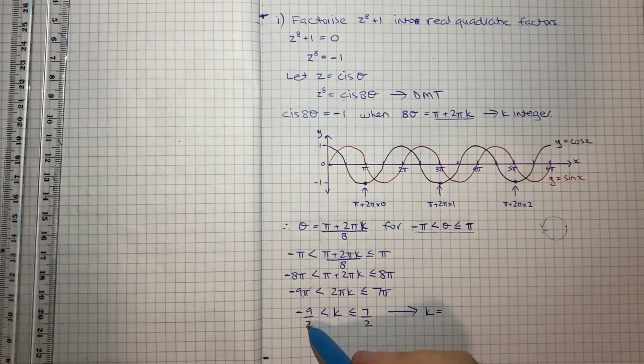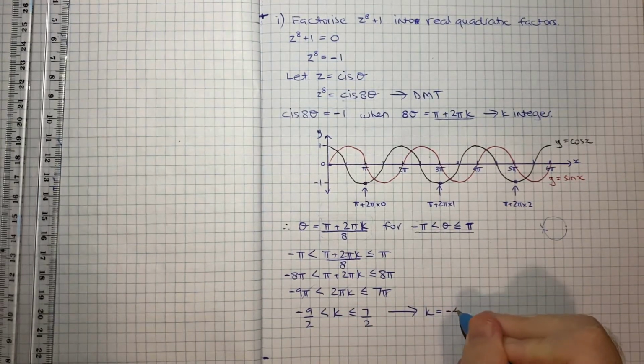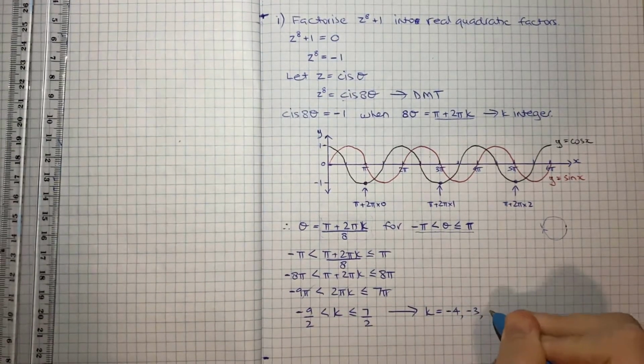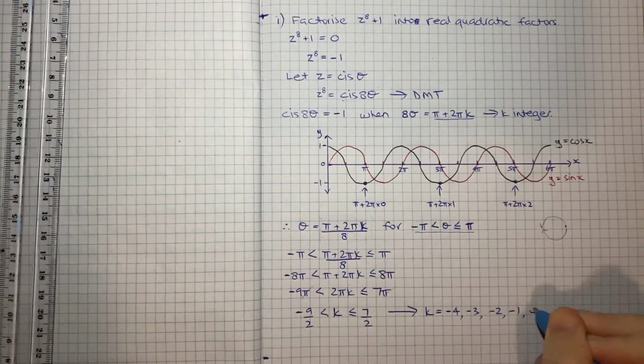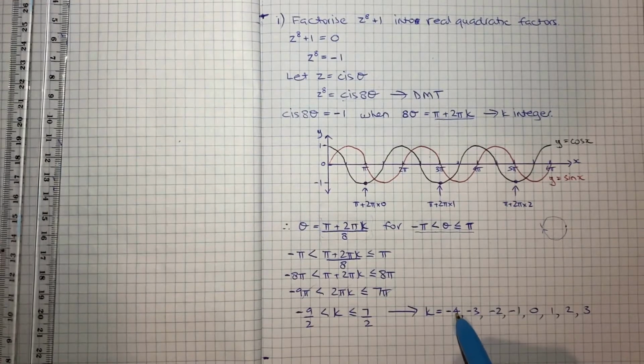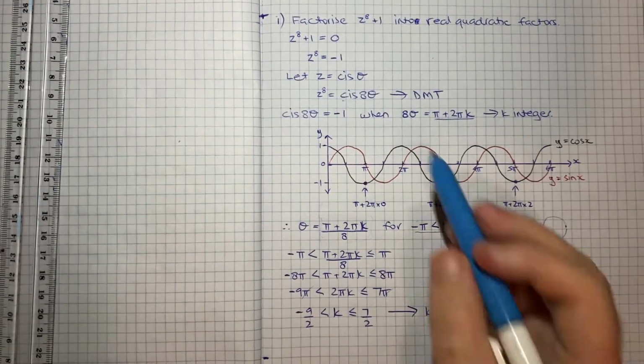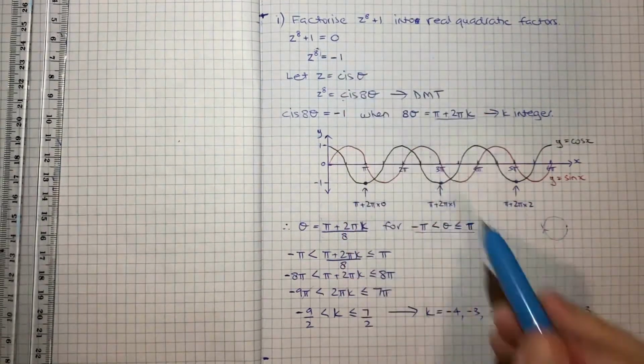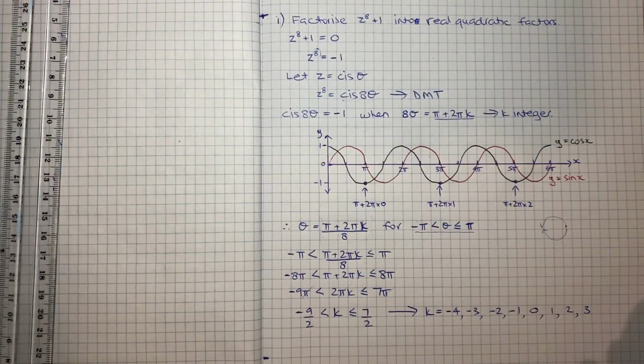So -9 on 2 is -4.5. So the first integer above that is -4. Then -3, -2, -1, 0, 1, 2, 3. And that should be it. 1, 2, 3, 4, 5, 6, 7. That's 8 solutions. We know we have 8 solutions because we've got something to the power of 8.